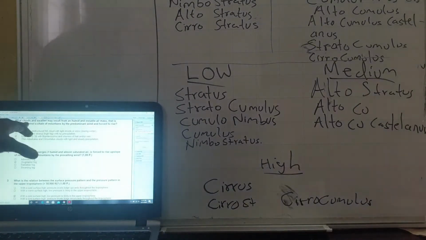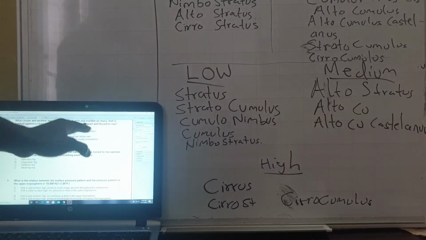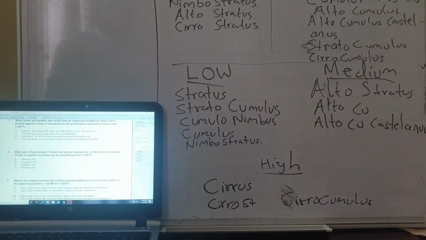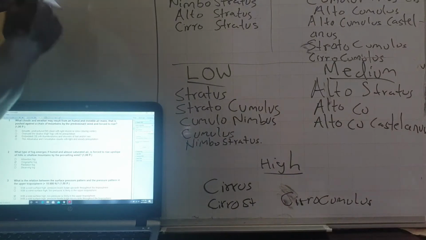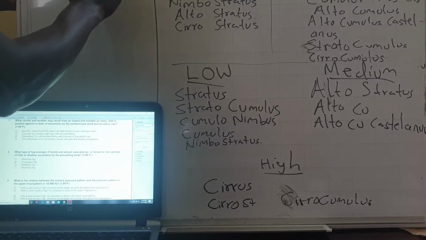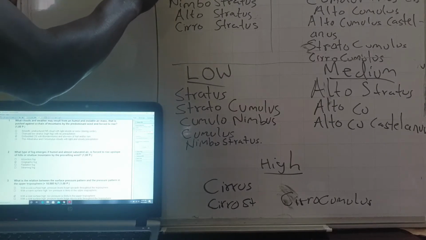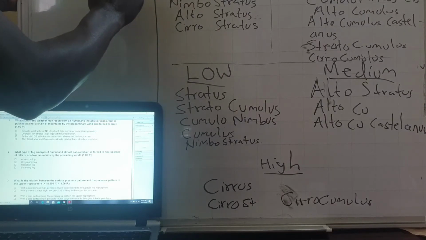But this question is asking, what clouds and weather may result from a humid and unstable air mass? So first of all, we have something called stability. The weather can be stable or unstable.